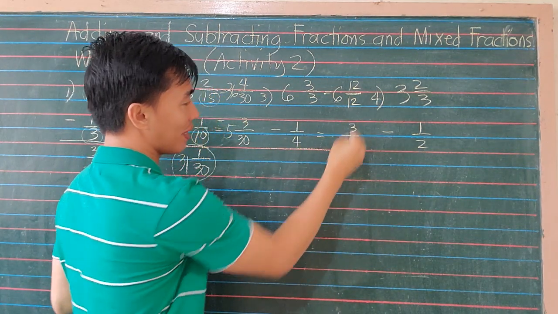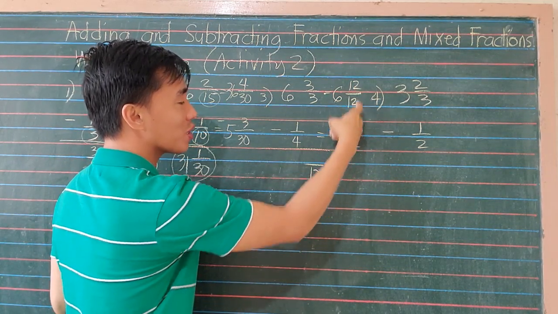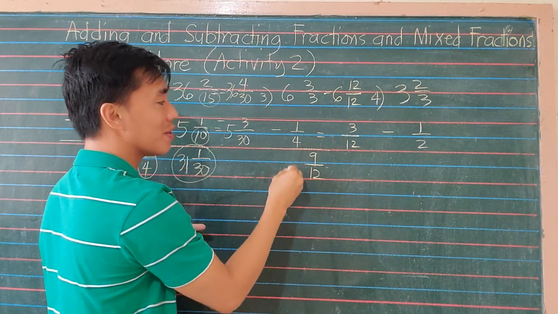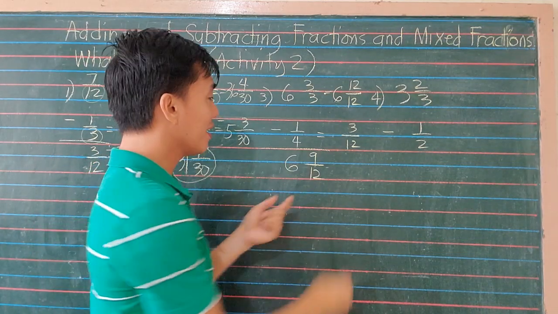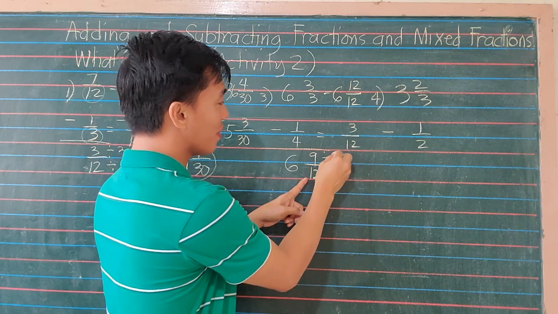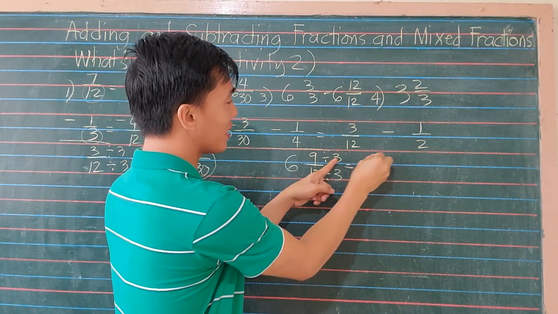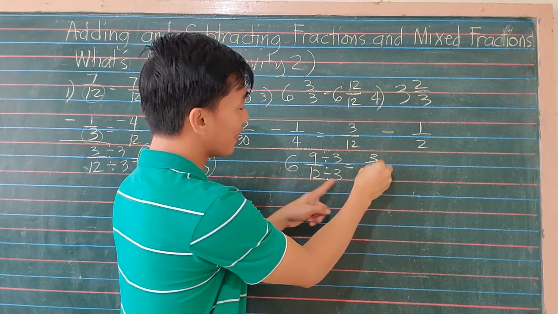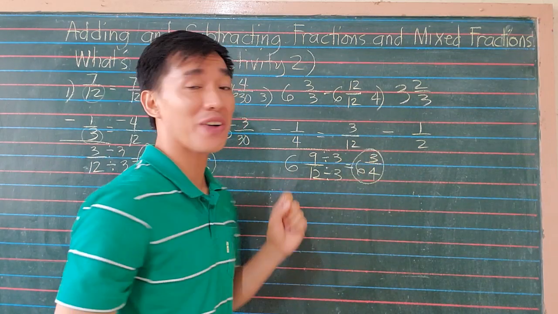So we can now subtract them. Copy the common denominator, which is 12. Then subtract 12 and 3, which is equal to 9. Then 6 minus 0, so that is still 6. Now, check your fraction again. That's not yet in the simplest form, divisible by 3. So that will give you 9 divided by 3 is 3. 12 divided by 3 is 4, I mean, copy 6. So that's already your final answer.